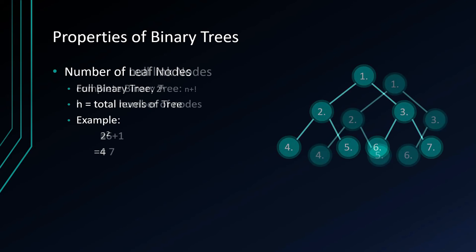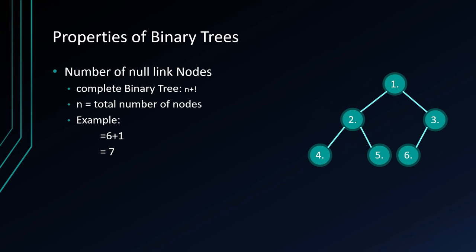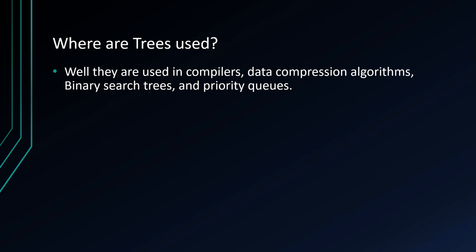The next property that we have of binary trees is the number of null-linked nodes. For complete binary trees, we calculate this with the equation n plus 1, where n is the total number of nodes of the tree. Now, you may be wondering, where are trees used? Well, they are used in compilers, data compression algorithms, binary search trees, and priority queues.